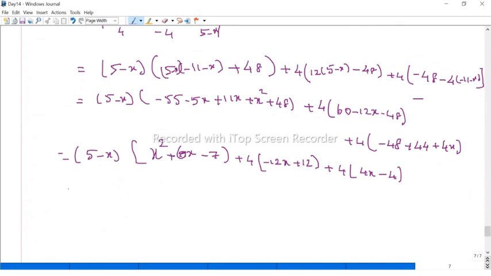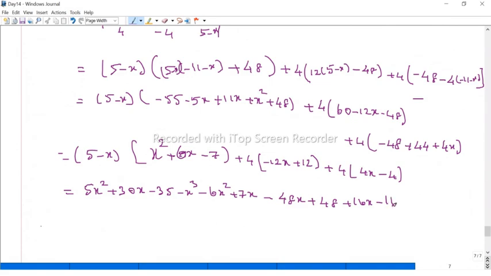Okay. Now just to multiply 5x square, 30x, 35 minus x cube minus 6x square plus 7x. Now multiply minus 4 here, minus 48x plus 48 plus 16x minus 16.